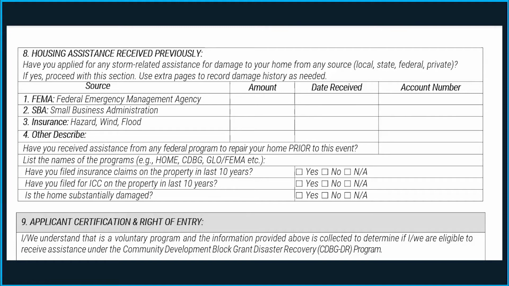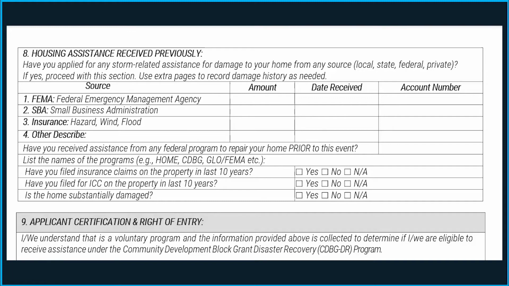Subrecipients must ensure that CDBG assistance does not duplicate the benefits of any other assistance provided for the same purpose or activity. The assistance information noted in the intake beneficiary application will assist the applicant and subrecipient in completing the duplication of benefits calculation form, which will be discussed in a future video, and determining if there is a duplication of benefit that will be reduced from the offer value on the property.